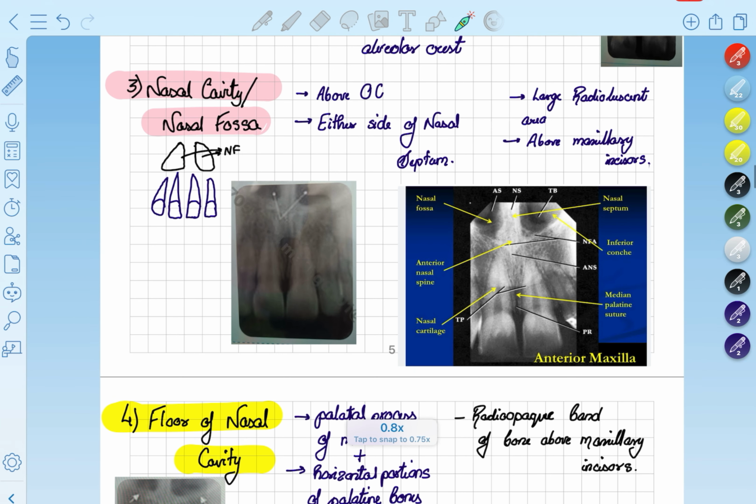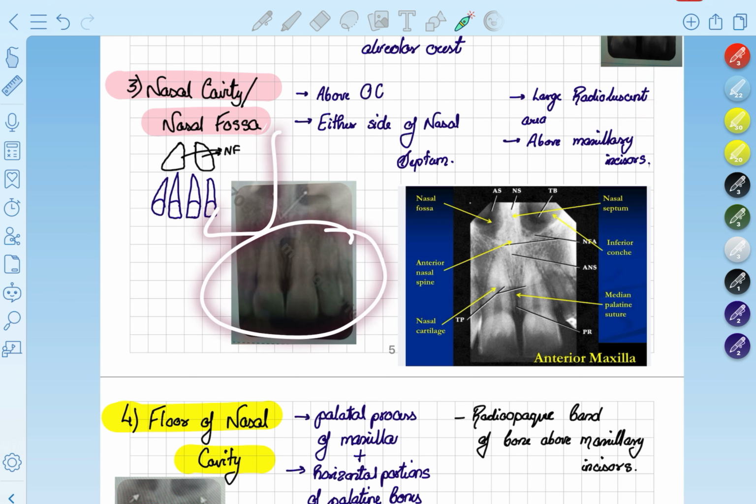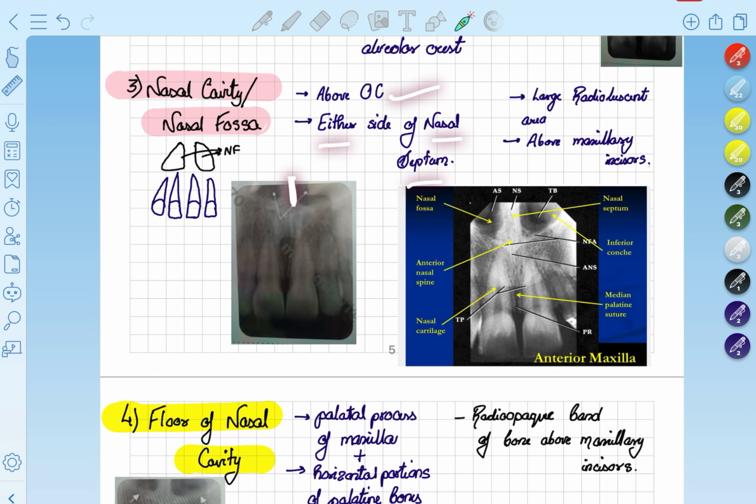The next structure is the nasal cavity or nasal fossa. As the name suggests, a cavity or fossa is a depression, so it will appear as radiolucent as it is an empty tissue or air-filled space. It contains no bony or calcified structure. So how will it appear? As a radiolucent. This is our oral cavity and this is our nasal cavity. These two are the nasal cavity or nasal fossa, above the oral cavity, either side of the nasal septum. This is the nasal septum.